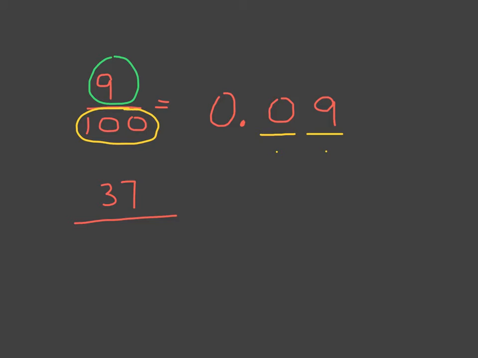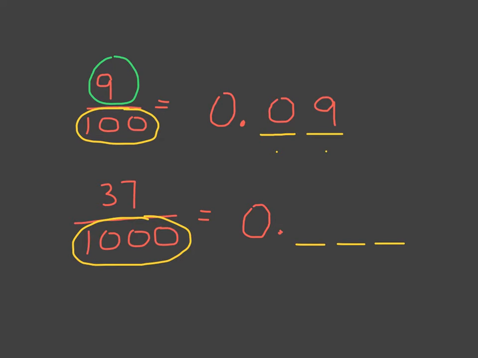A second example that may be a little challenging would be 37 thousandths. We begin by drawing our decimal. Since 37 thousandths is a fraction and not a mixed number, we're going to place a 0 to the left of the decimal. Let's look at our denominator, 1000. Since 1000 has three zeros, we're going to have three digits to the right of the decimal. Those three places represent the tenths, hundredths, and thousandths place.